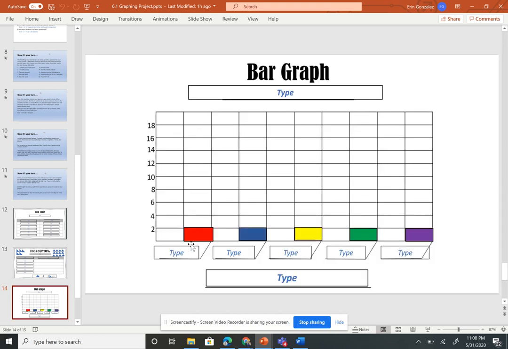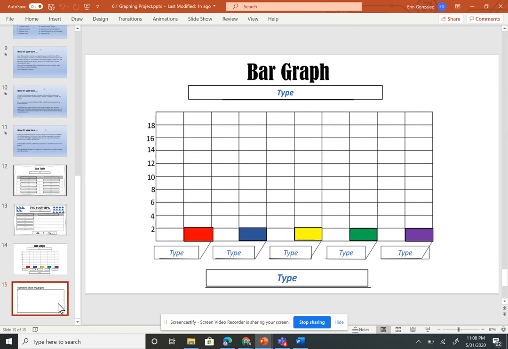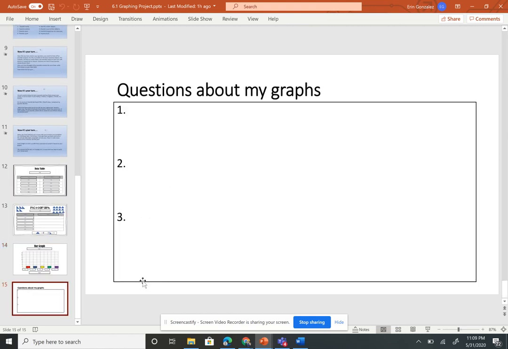Finally, bar graph. Here, you are going to then move these to the correct spots that you need. Okay, so that will be that you will create these bar graphs. Remember, if it's in between one, you have to put it right in between. And here are going to be your 3 questions.